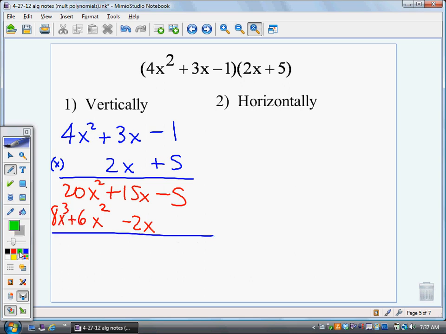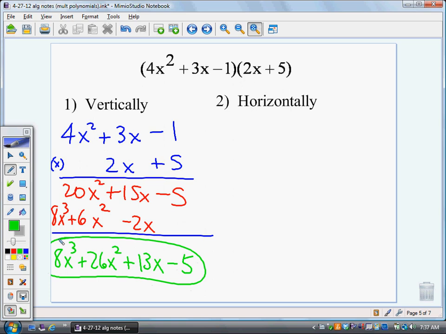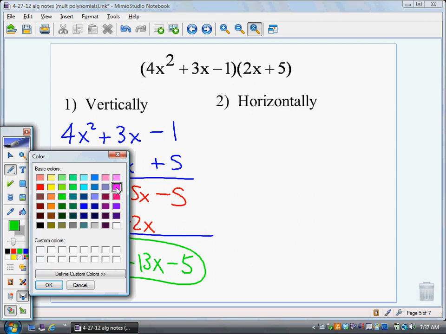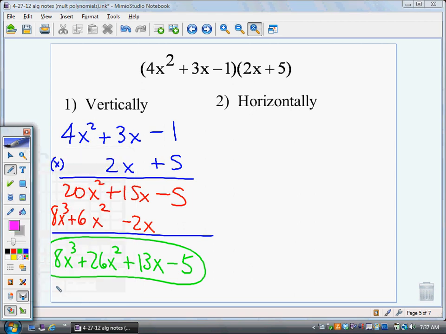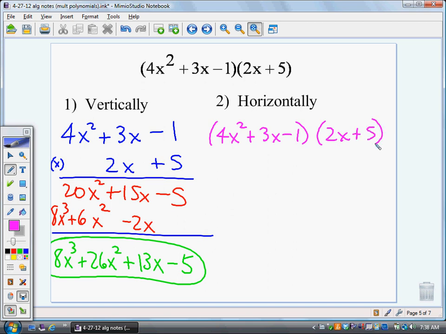And these need to be added. 8x to the third plus 26x squared plus 13x minus 5. And there's your answer. And in this last one, doing it horizontally, I'll do the same problem only horizontally. 4x squared plus 3x minus 1 multiplied by 2x plus 5.